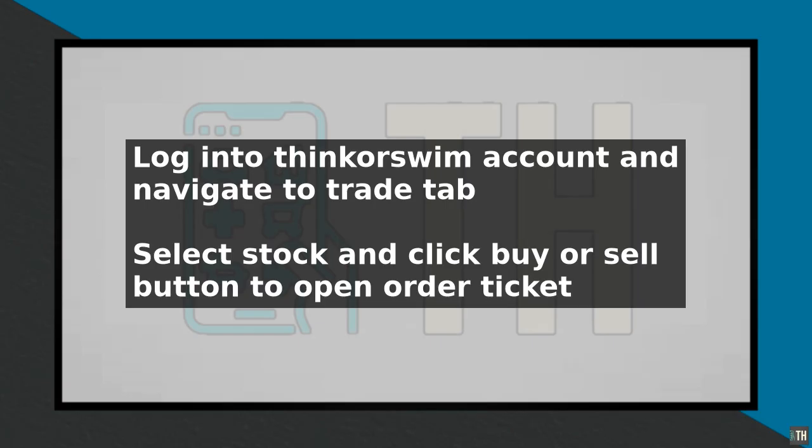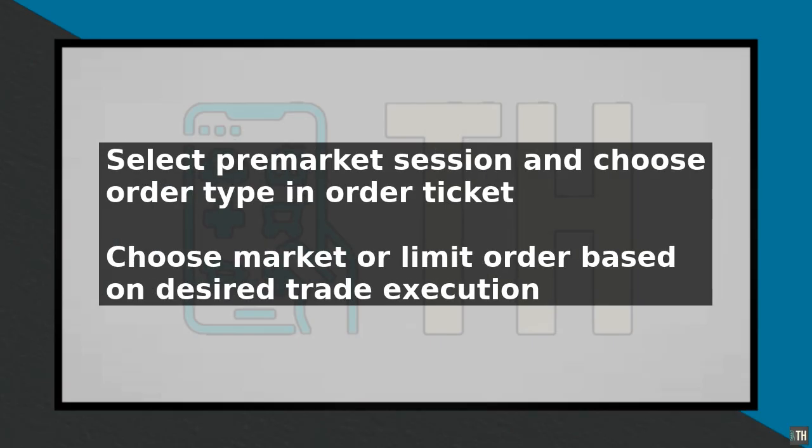In the order ticket, select Pre-Market as the session and choose your desired order type, such as market or limit. For a market order, your trade will be executed at the current pre-market price. For a limit order, your trade will be executed when the price reaches your specified limit. Next, enter the number of shares you want to trade and review your order details carefully.